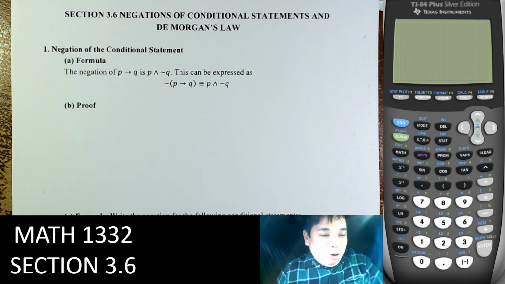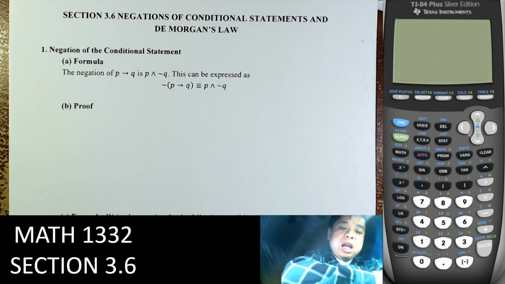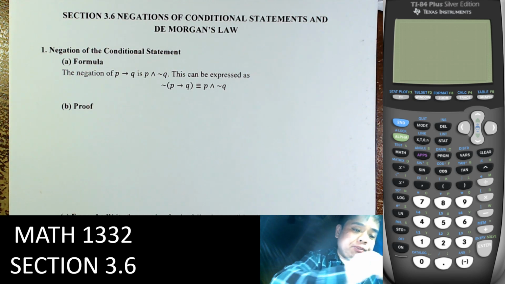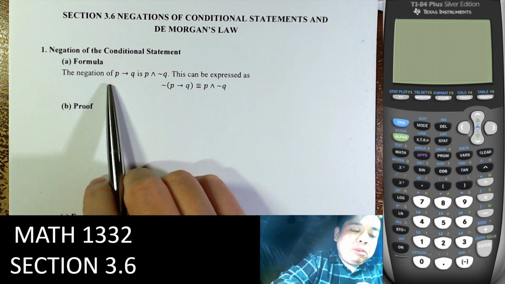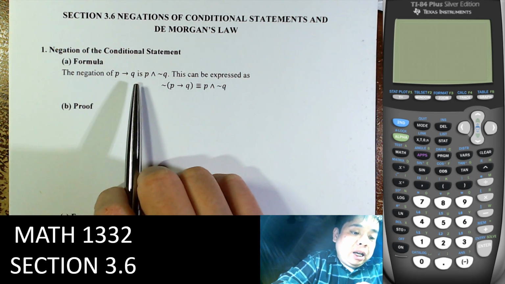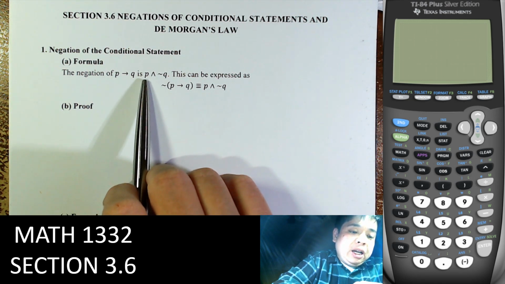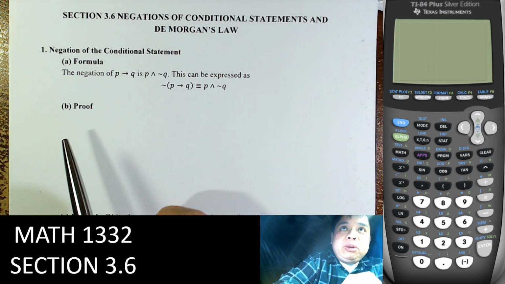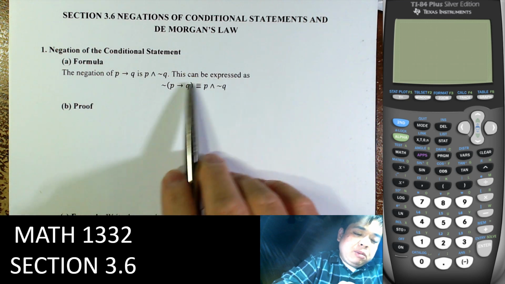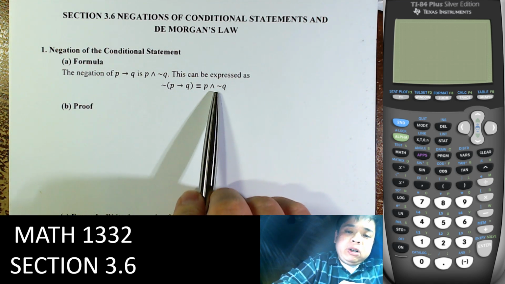Hi everybody, welcome to another video in Math 1332, section 3.6, negation of conditional statement and De Morgan's law. So, we define the negation of the implication or the conditional statement P implies Q, or if P then Q, as P and not Q. So this expression can be expressed as this. What we're going to do now is prove this.